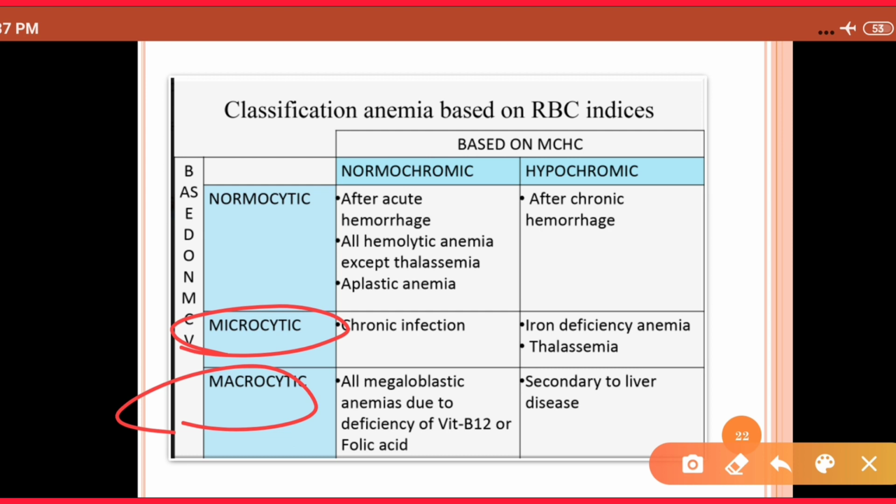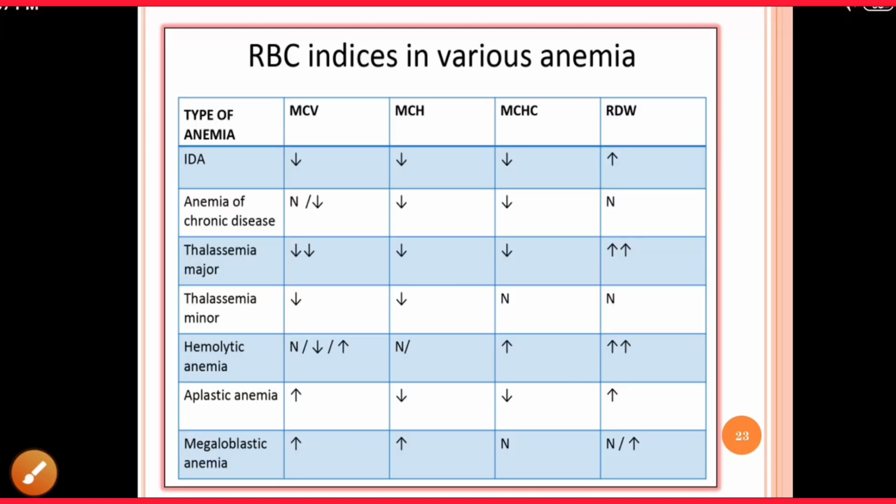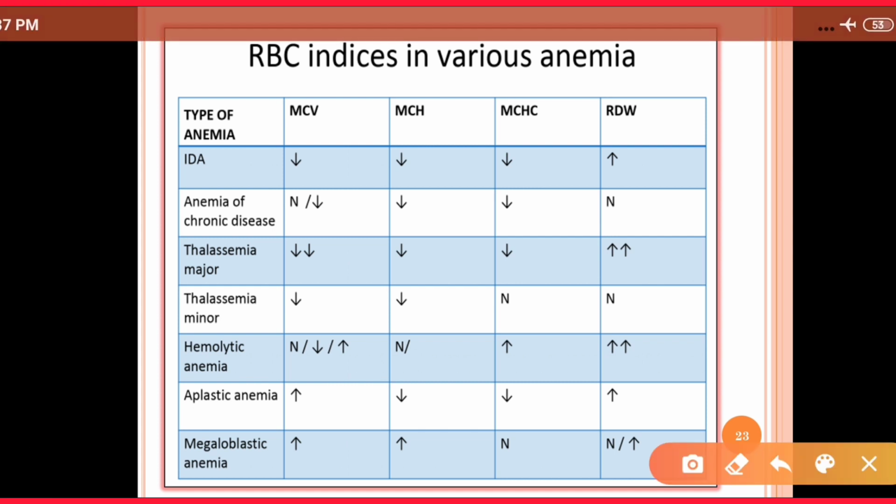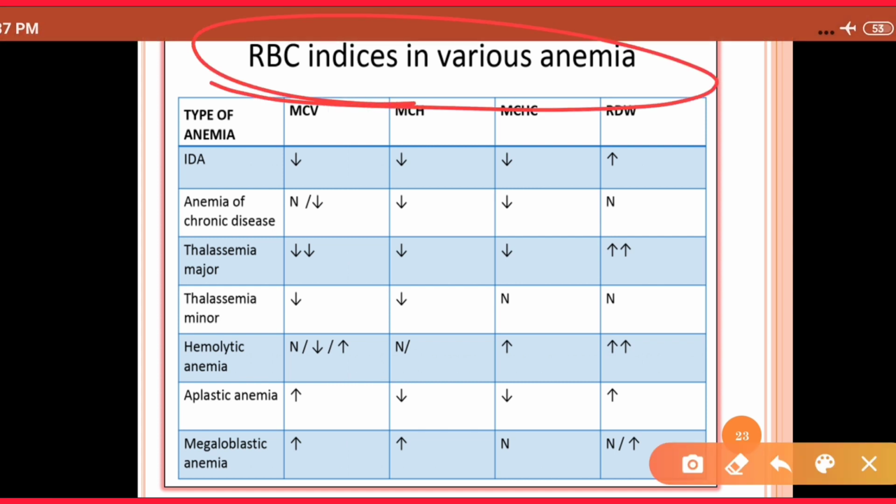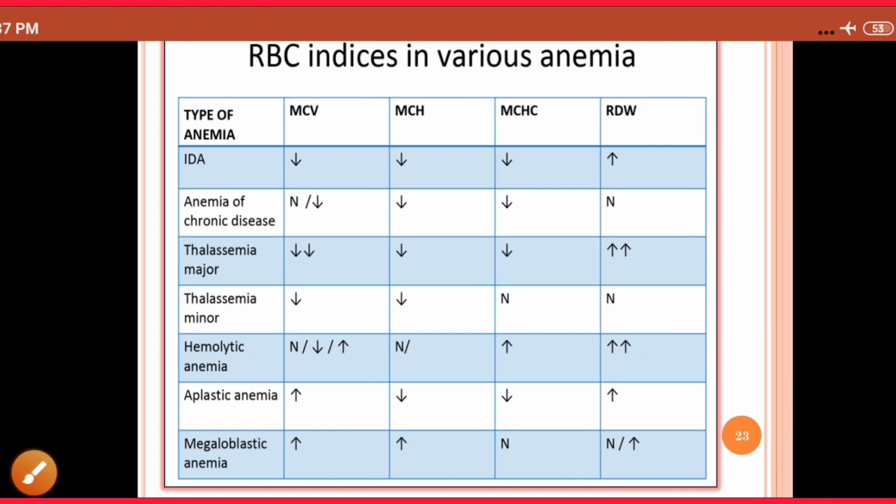So guys, we have seen all causes of microcytic and macrocytic. But when the size and the hemoglobinization are all normal and still you have anemia, that is in case of aplastic anemia, hemorrhage and hemolytic anemia. In these three conditions, you can have normocytic normochromic red blood cells. So guys, this is a master figure of red blood cell indices in various anemias, right?